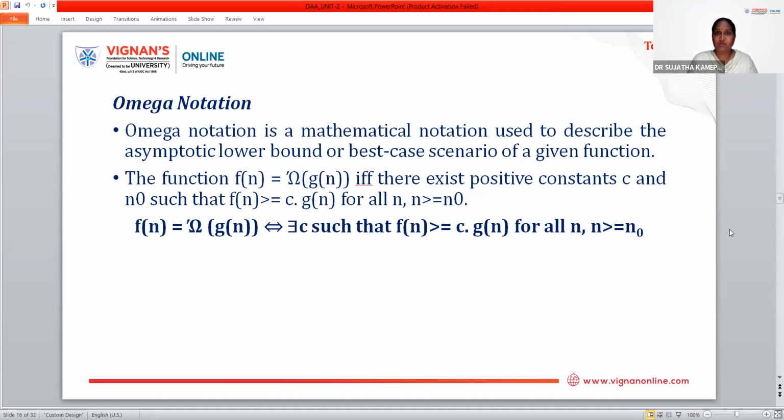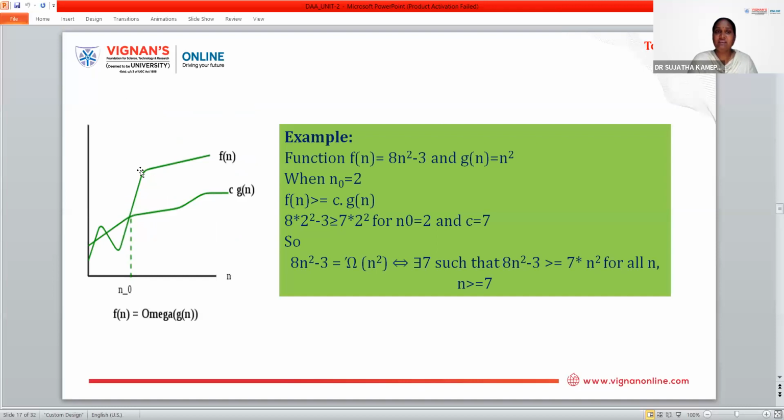How can the omega notation be represented mathematically? Here you can see a graph of how the omega notation can be represented. Here n values are represented on the x-axis. Whatever the values of f of n and c into g of n before n naught, sometimes f of n may be greater, sometimes g of n may be greater. But after some value of n, that is n naught, always f of n gives the upper value and c into g of n gives the lower value. That's why we say that the omega notation gives the lower bound.